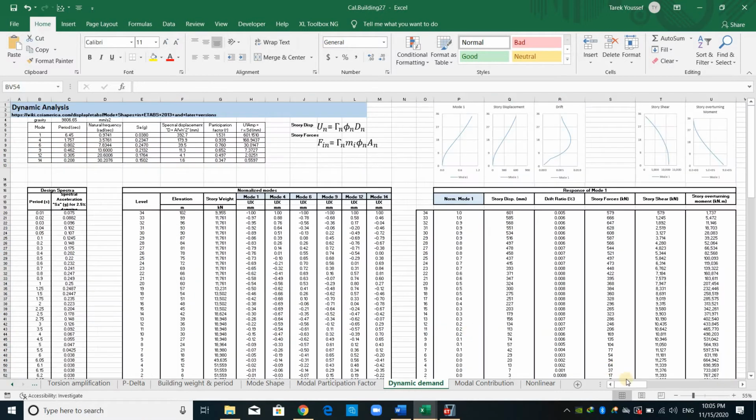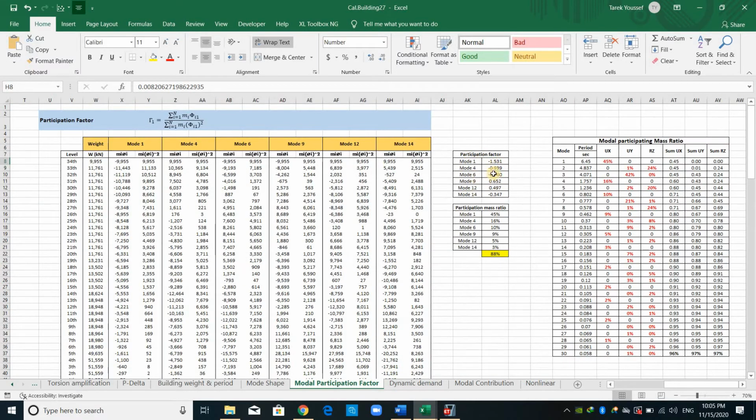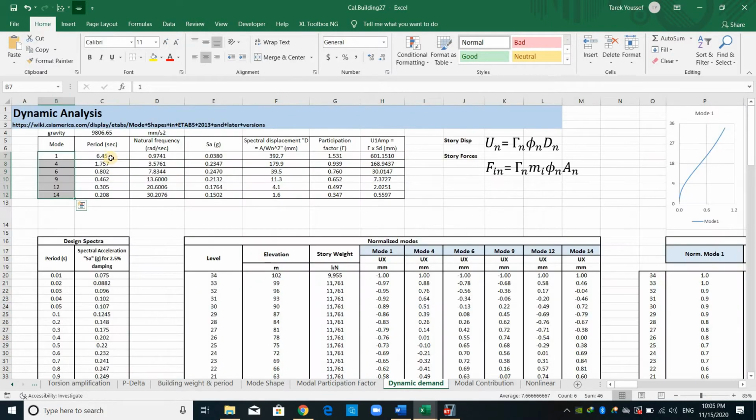And going to this sheet, which I have used to compute the demand forces of response spectrum analysis, first, we need to know which modes we want to use. I will use the same modes that I have used before to compute the modal participation factor, which are translational modes in the x direction. I'm using mode number 1, 4, 6, 9, 12, and 14. And they have totally a mass participation equal to 88%.